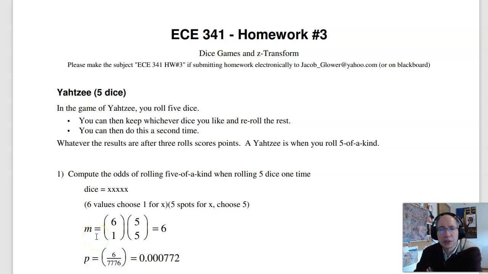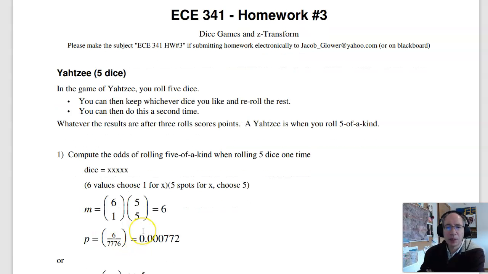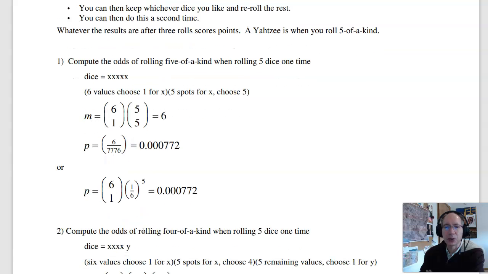Here's the solution to homework set number 3 for ECE 341. The first problem is a game of Yahtzee, where you roll 5 dice. Problem 1 is what's the probability of rolling a Yahtzee on your first roll?